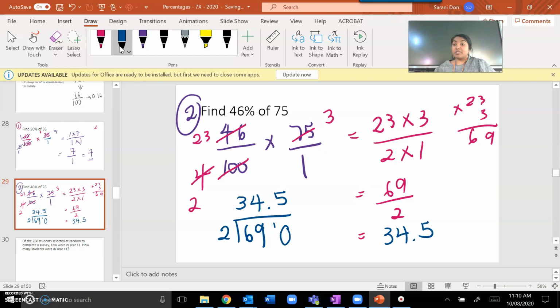So let's say I've got 75 oranges. I want to work out 46% of it, which is 34.5, which is 34 full oranges and half of another orange.